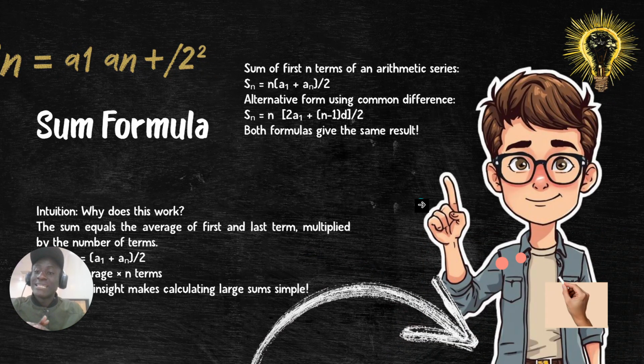So we are going to look at the summation formula. The sum of the first n terms of an arithmetic series, Sn, is equal to n into bracket a plus a1 plus an. What do I mean by this? N here is the number of terms.